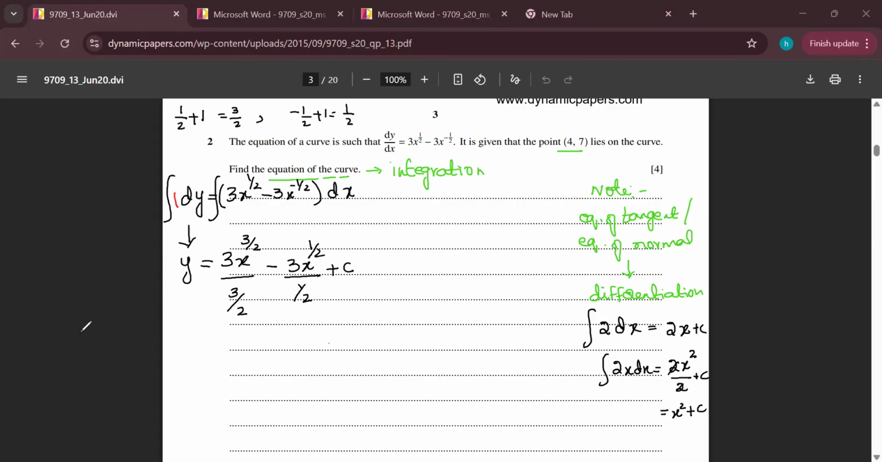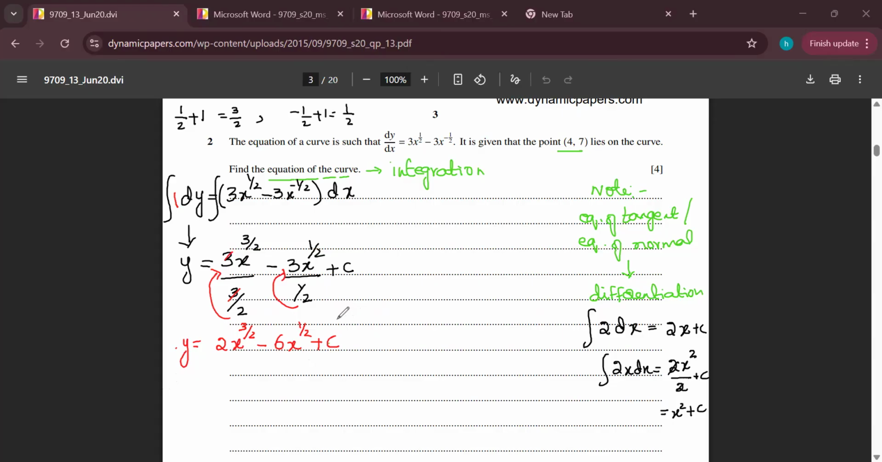Now look over here. What is happening now? We will cancel this 3 and 3, and this 2 will go up because the reciprocal goes up. So it will be y is equal to 2x to the 3 by 2. This will go up. So minus 2 into 3, 6x to the half, plus c. Now what we will do, we'll use the point 4, 7 to get the value of c. Remember, this is the answer.